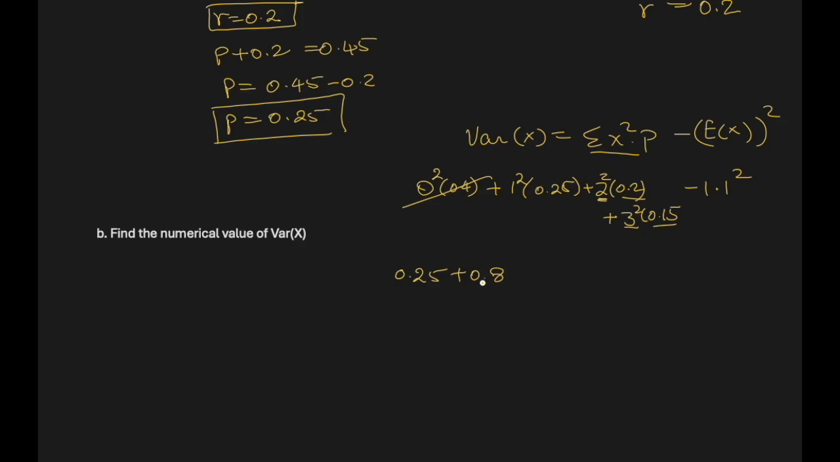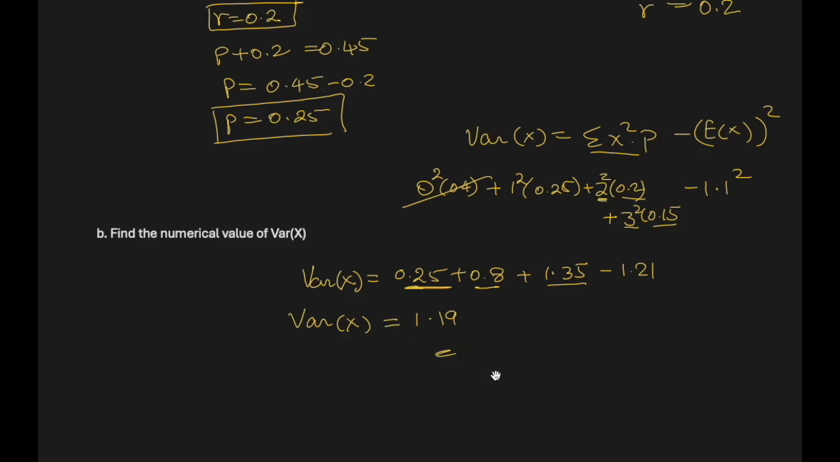9 times 0.15 will be plus 1.35. And minus 1.1 square will be 1.21. And that comes out to be the variance. So this plus this will be 1.05, this plus this will be 2.4, 2.4 minus 1.21 will be 1.19. That is the variance.